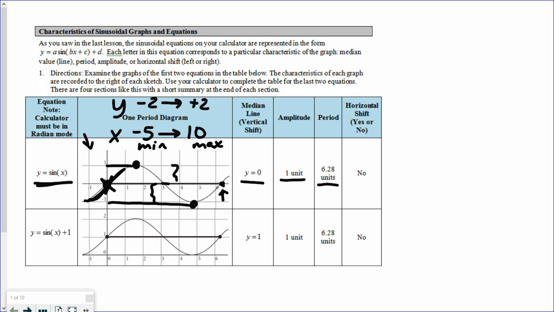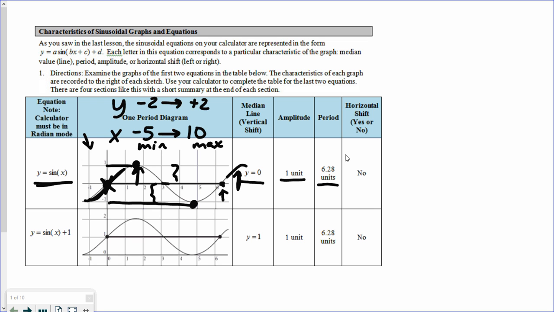You could calculate that out again. It's probably easiest to track when it's at a maximum and when it hits its next maximum. It's off the page here, but the graph would go up there. Then subtract the x coordinates of those 2 maximums or 2 minimums, and you will find that the period is 6.28 units. We'll talk about why that number is significant.